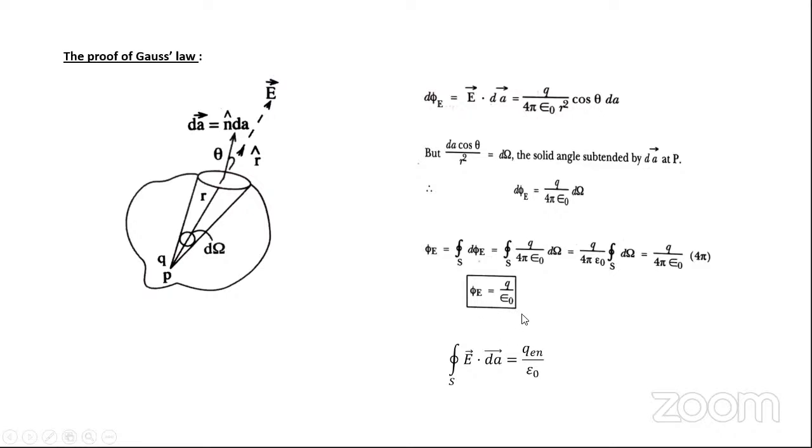Okay, so this is what we are having here: φE is equal to Q divided by epsilon 0. Now we can use this φE for the Gauss law. Therefore, we have the integral form of Gauss law as the closed surface integral of E dot dA equal to Q enclosed divided by epsilon 0 by that particular closed surface.